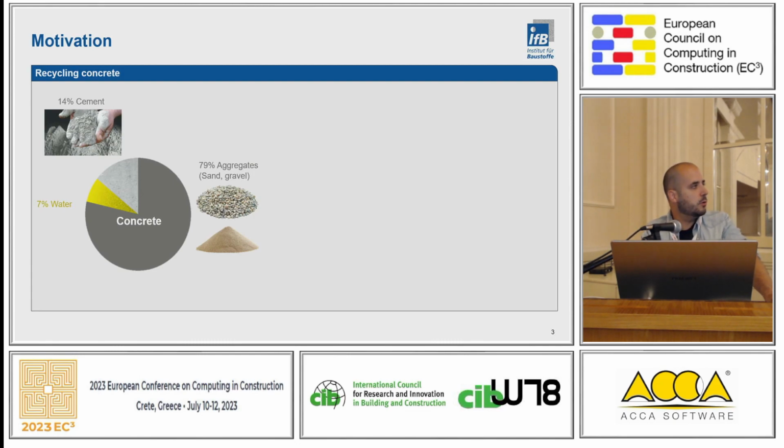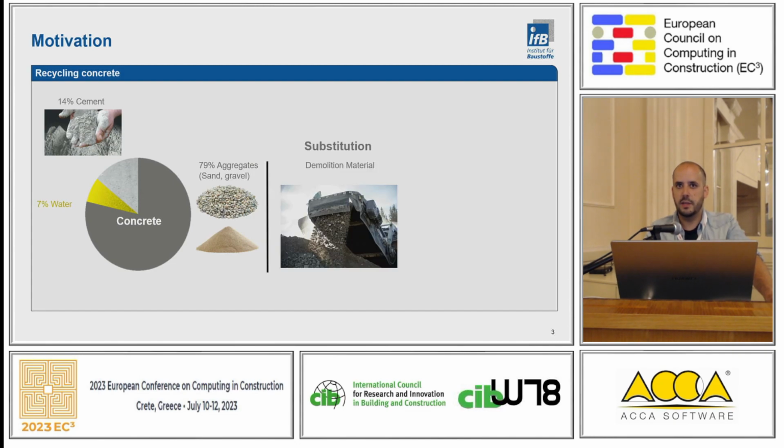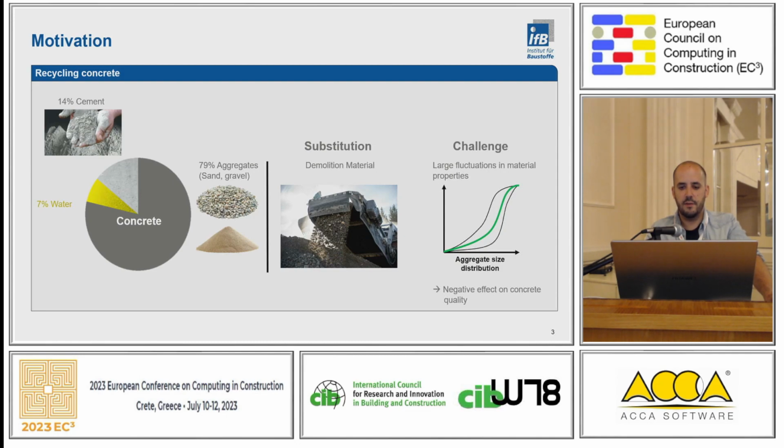concrete. So if we have a look at the composition of concrete, we can see that a large amount of the composition consists of aggregates, which can, at least in parts, be substituted by demolition material. However, in comparison to natural material, recycling aggregates underlie large fluctuations, which can have negative effects on the concrete's quality if they remain unconsidered during production.